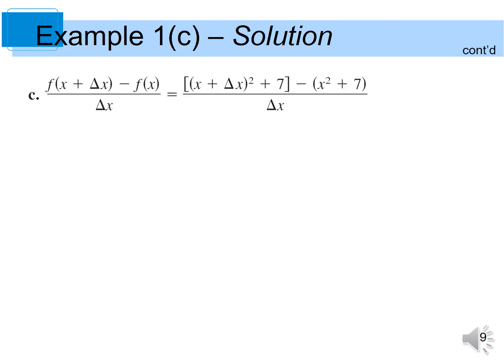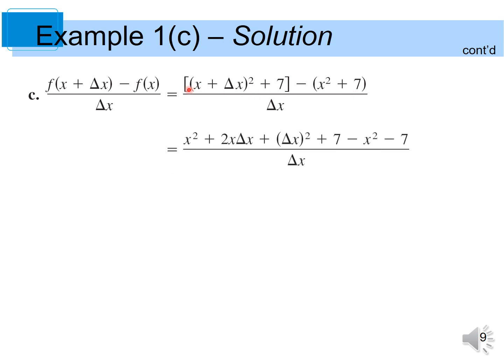For c, we have f of x plus delta x minus the original function, divided by delta x. For this function, you replace the x by x plus delta x in the original function. So we have x plus delta x squared plus 7. Then the rest you remain. For the original function, make sure you put the bracket because later you need to expand in the negative sign.